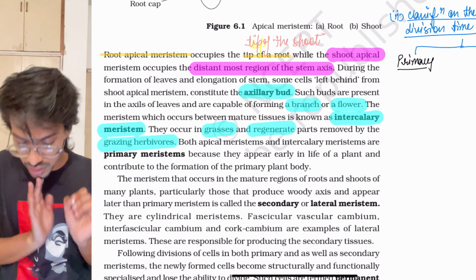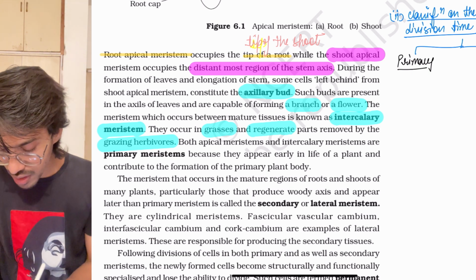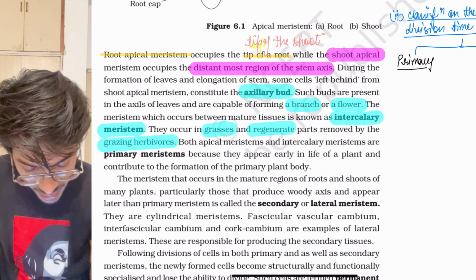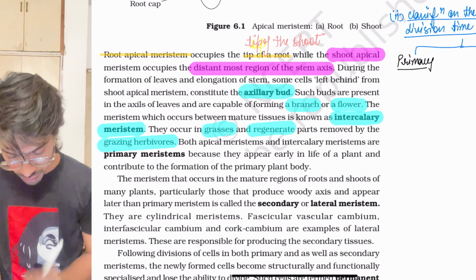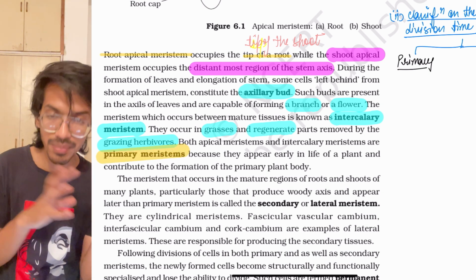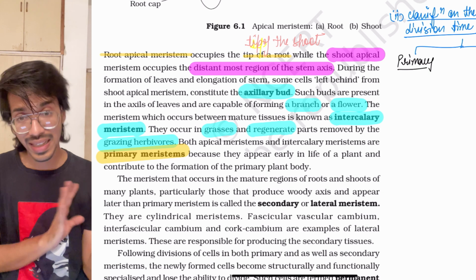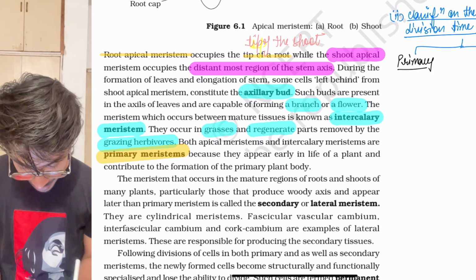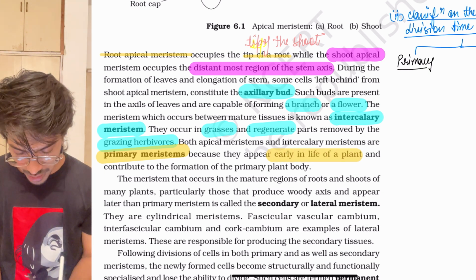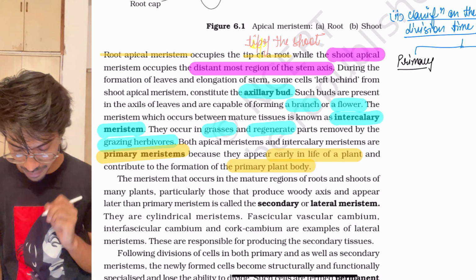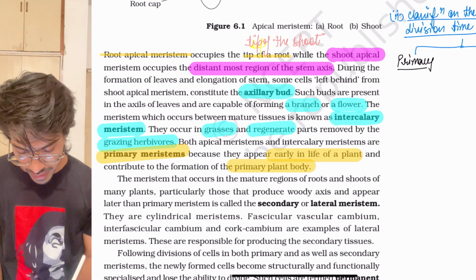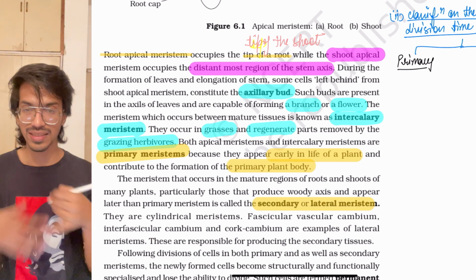Okay, so these two things are given to you. Lateral meristem will make the plant woody in appearance. So primary meristem will do what? It is seen in apical meristem and intercalary meristem. Lateral meristem is the type of secondary. So the primary plant body formation, the early life body, will be done by primary meristem. Secondary or lateral meristem will make the woody axis.